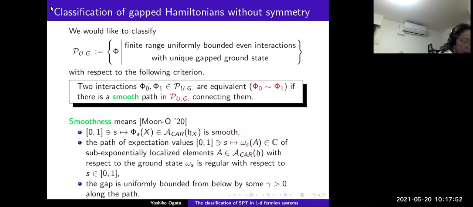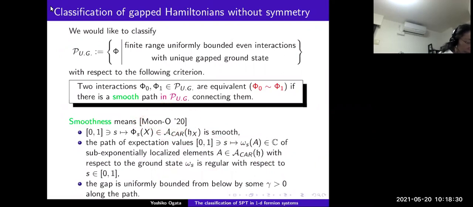So there is a path of unique ground states, and we consider the expectation value of a local observable with respect to these unique ground states. Then we get some function. Then we require some kind of regularity about this function. To describe regularity, we need a bit of preparation, so I would like to avoid it here, but if you are interested, please look at this paper.